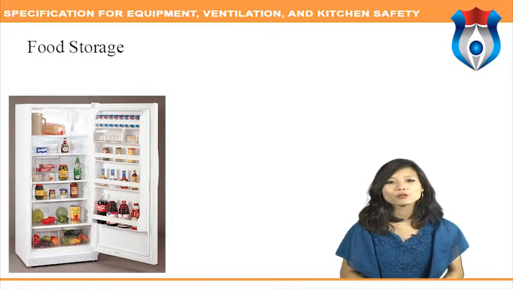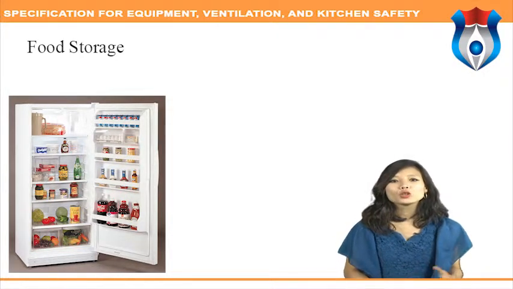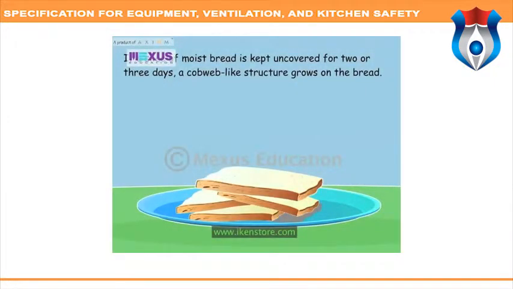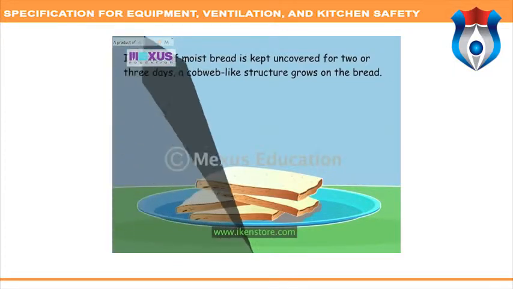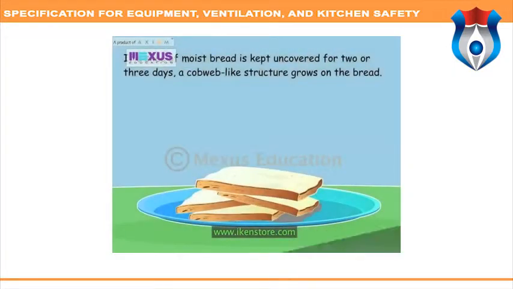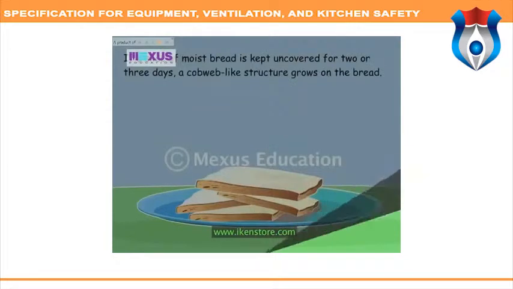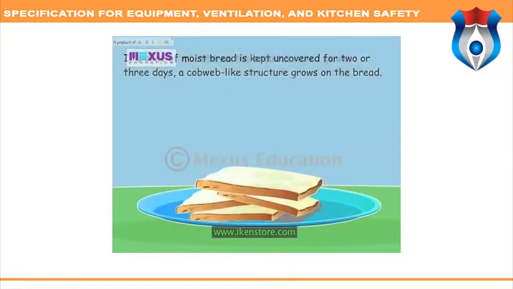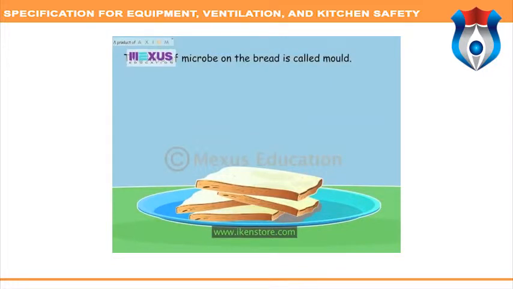To reduce dehydration and quality loss, use freezer wrap, freezer quality plastic bags, or aluminum foil over commercial wrap on meat and poultry that will be stored in the freezer for more than 2 months. If a slice of moist bread is kept uncovered for 2 or 3 days, a cobweb-like structure grows on the bread. This kind of microbe on the bread is called mold.